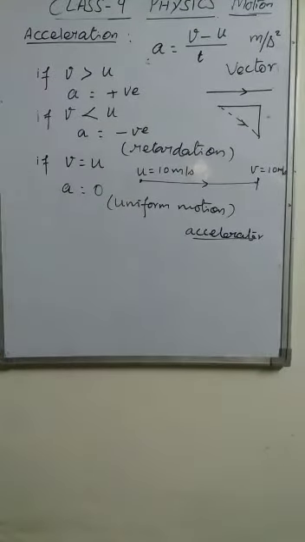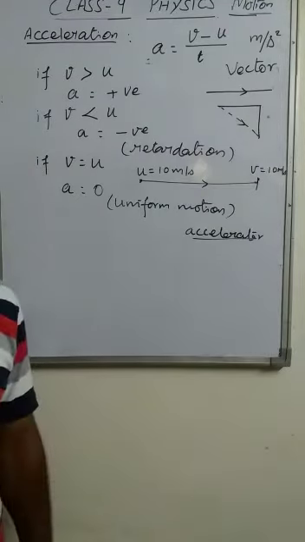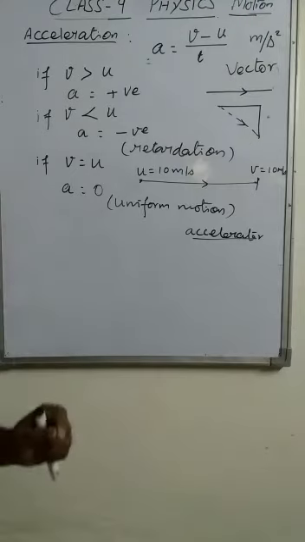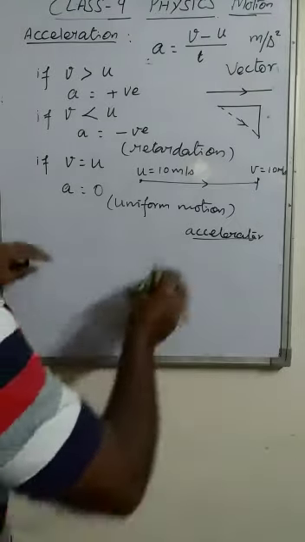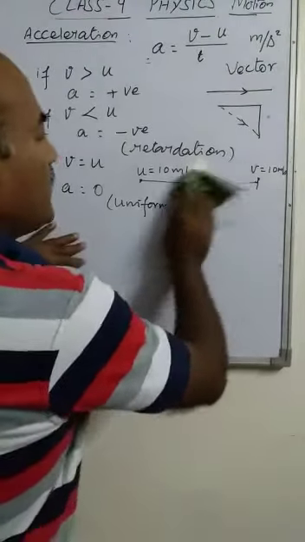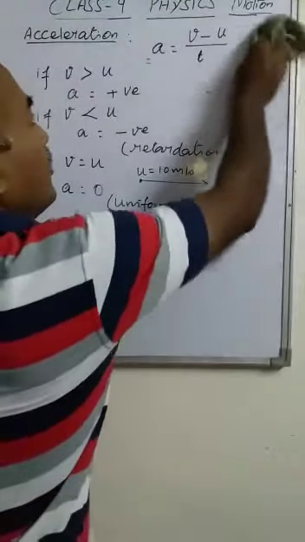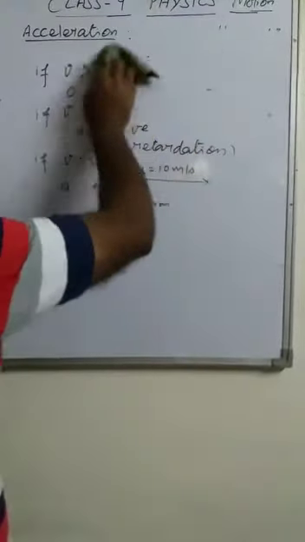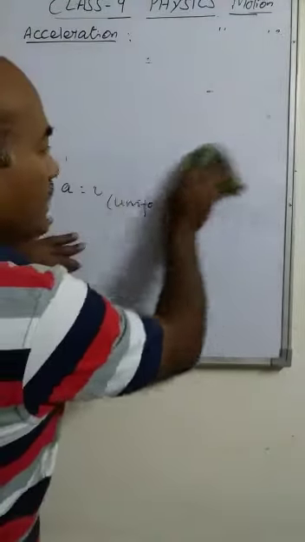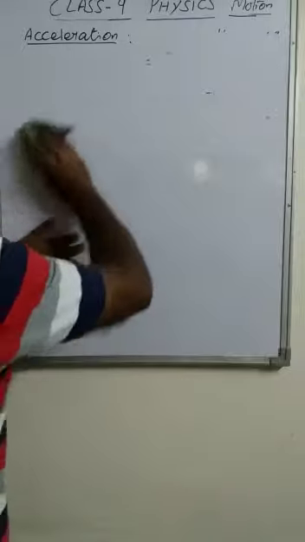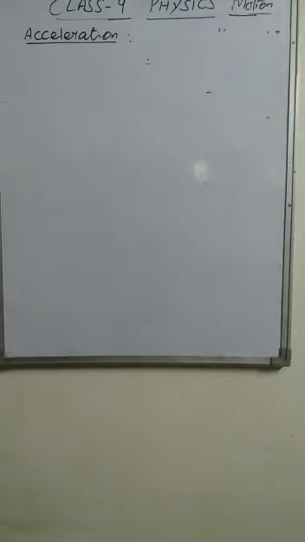For acceleration also, we have different types. There are various types of acceleration. Just like the types of speed and velocity, acceleration also has different types. And those types of acceleration are uniform acceleration, non-uniform acceleration, average acceleration, and instantaneous acceleration.